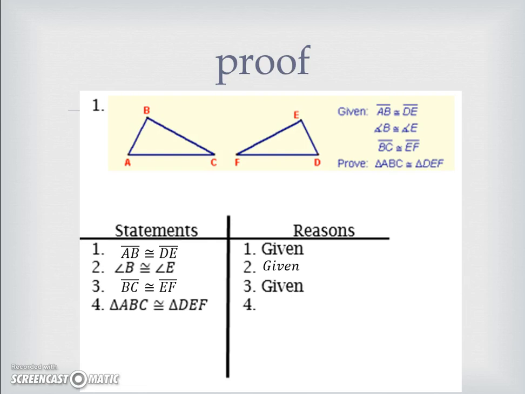Well, AB is congruent to DE, that's a pair of sides. B is congruent to E, that's a pair of angles. And BC is congruent to EF, that's a pair of sides. So this is actually side-angle-side.